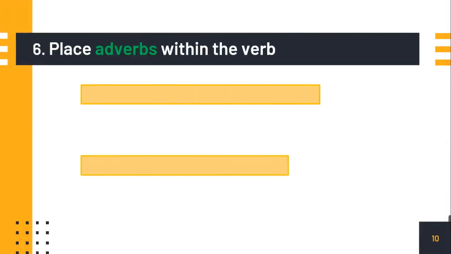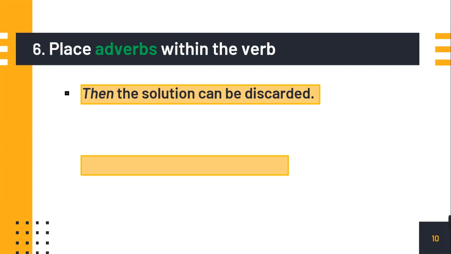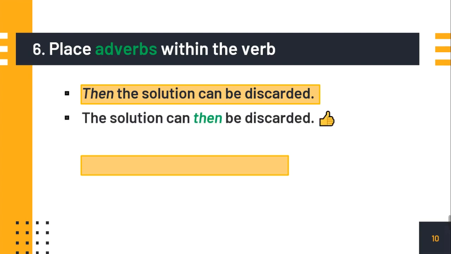The last one is by placing adverbs within the verb. Let's see the example: "Then the solution can be discarded." Is it wrong to write "then", or an adverb, in the initial position of the sentence? Of course not, because adverbs are relatively mobile in a sentence. It can be placed in the beginning, in the middle, or the final position of the sentence, but there is one form that makes it more of academic style. Like this: "The solution can then be discarded." So "then" is placed in between the verbal phrase, or directly after the first element of the verb phrase.